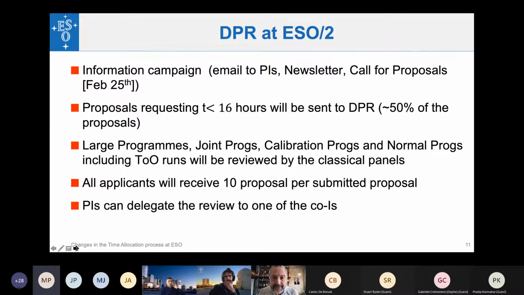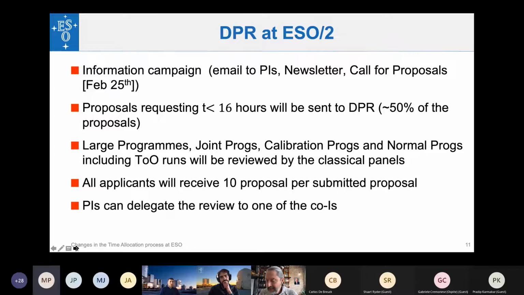Now, this is a tentative period, P110, so it's the first that we deploy. And we decided to go for this 16 hours limit. So proposals asking for less than 16 hours will be automatically assigned to DPR. At submission time, when you push the submit button, the tool will calculate the total time, and it will inform you about which review channel your proposal will be assigned to. This number is not random. As I said, it was fixed to have, as a tentative starting experiment, half of the proposals going through DPR and half of the proposals going to the panels.